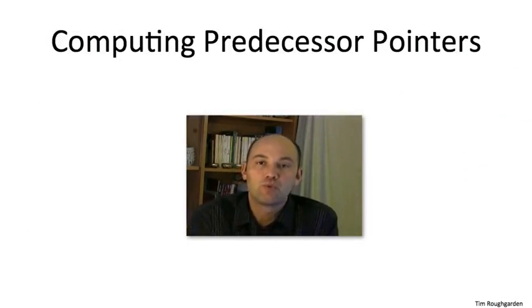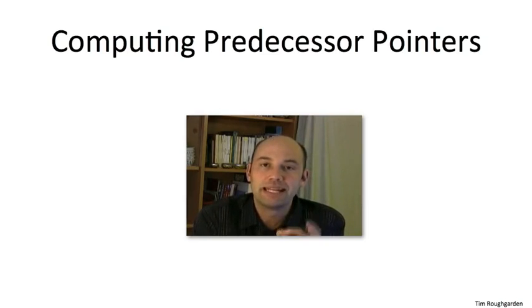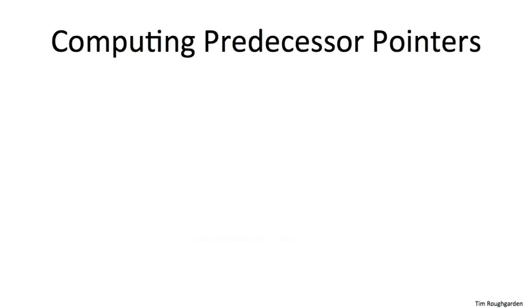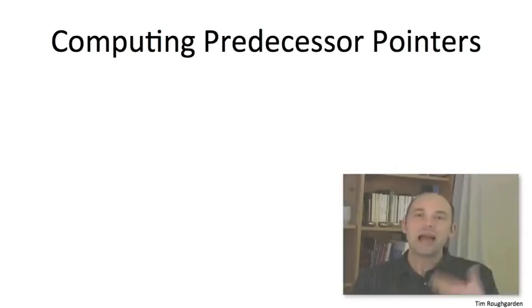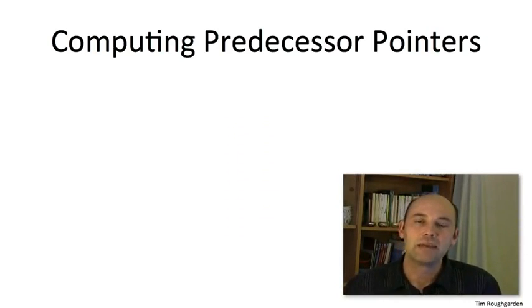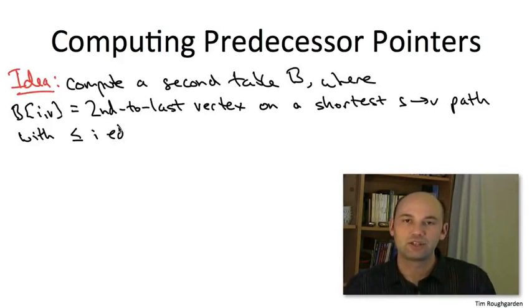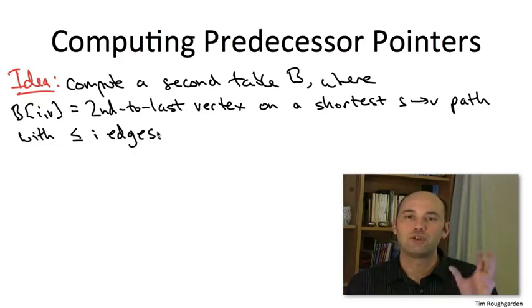I'm going to show you how we can retain the constant space per vertex guarantee while recovering the ability to reconstruct shortest paths. So the idea is, for a given value of i and a given destination v, we're going to keep track of not just the one piece of information, the length of the shortest path from s to v that uses at most i edges, but also a second piece of information, which is the second to last vertex on such a path. So it's still going to be just constant space per subproblem.